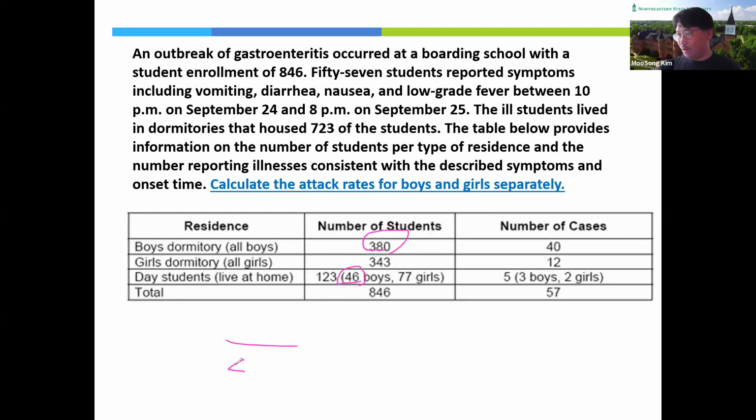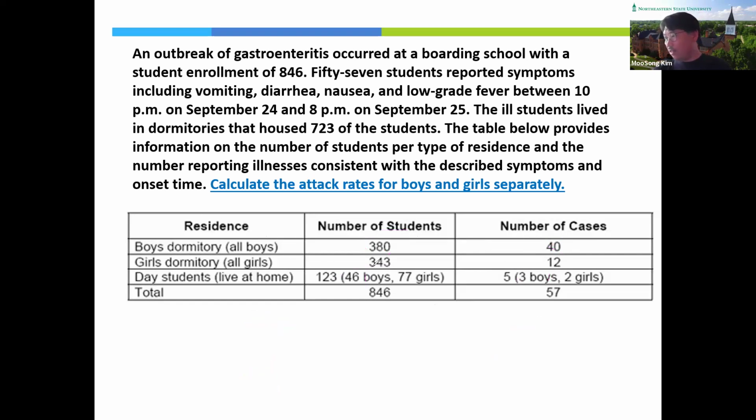So 426, right? And then how many people got sick? Here, 40 boys and 3 boys here. So 43. Times 100, you get 10.1 percent or something like that. Okay, yeah.